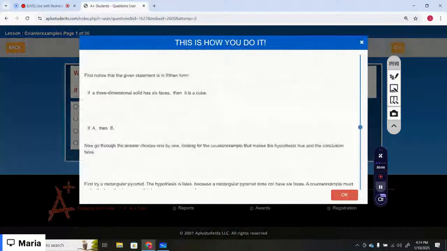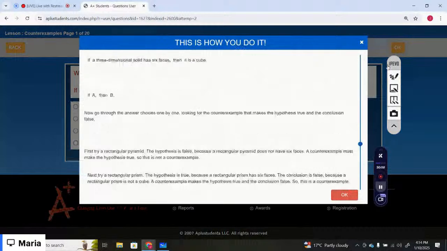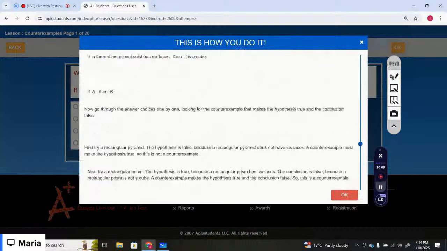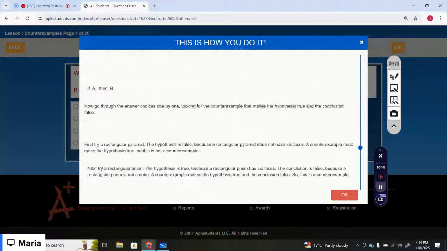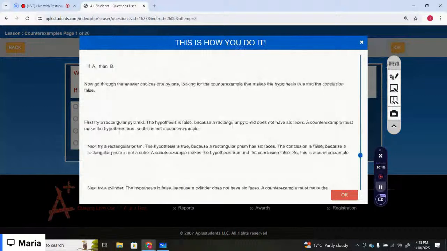So now go through the answers one by one. The first one is the rectangular pyramid. The hypothesis is false because a rectangular pyramid does not have six faces, right? The rectangular prism has six faces, right? So in this one, the hypothesis is true but the conclusion is false. The rectangular prism is not a cube, right? So basically the counter example is the rectangular prism.